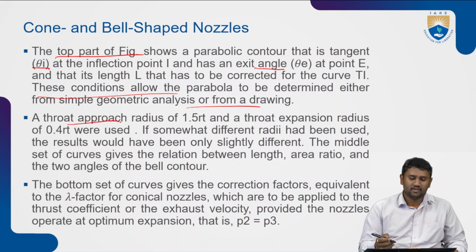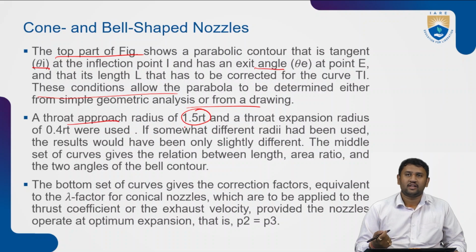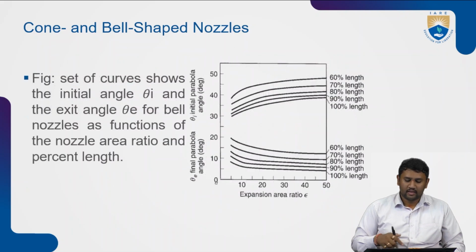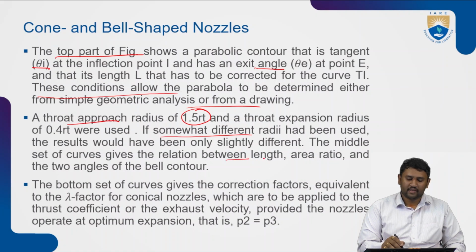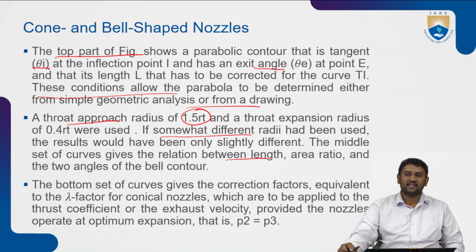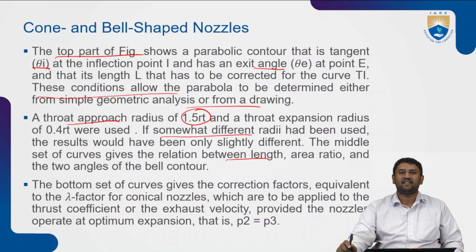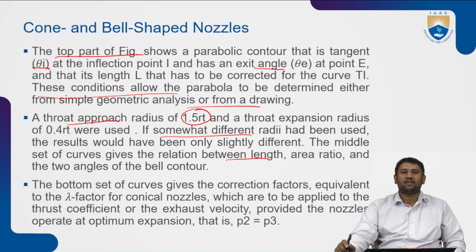Now, the throat approach radius is 1.5 times RT, that is the radius of throat, and the throat expansion radius is 0.4 RT were used. If somewhat different radii had been used, the results would have been slightly different. The middle set of curves, that is this one, gives us the relation between the length, area ratio as well as the two angles of the bell contour.